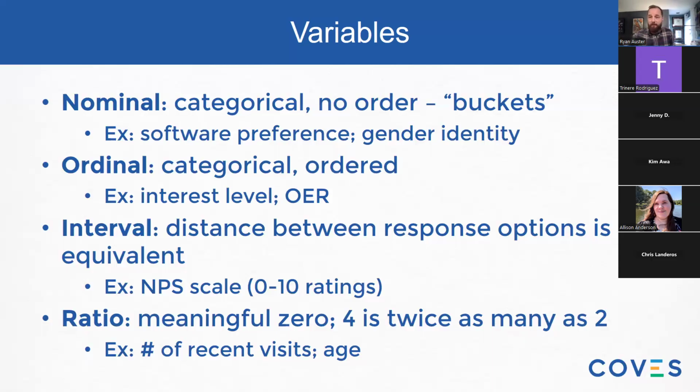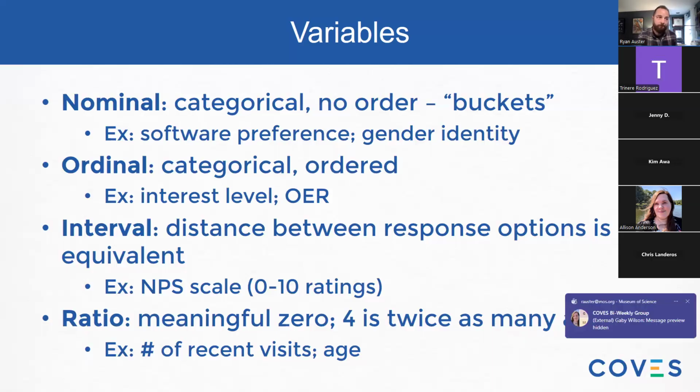Now, I know we couldn't sample people if they had not yet been born or if they had never visited, but you understand the concept that 4 is twice as many as 2, both in age or the number of visits. So those are some examples of ratio scales.